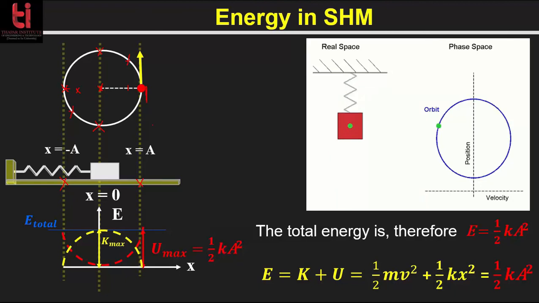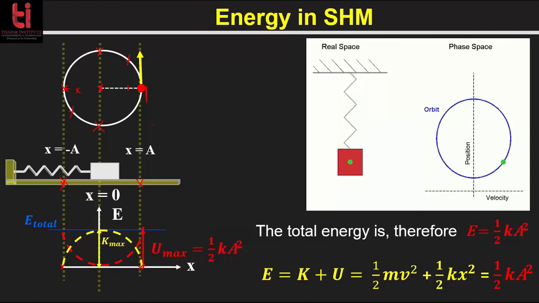or x is equal to minus a, in these two positions the potential energy will be maximum. But in these two cases, the value of the kinetic energy will be 0, as v is equal to 0 in these two positions. So here in this diagram, the kinetic energy is shown using the yellow color and the potential energy is shown using the red color. So we can get the maximum value of the kinetic energy at the equilibrium position, and at the maximum value of the displacement, the kinetic energy is equal to 0, as v is equal to 0. So the total energy is therefore E is equal to half k a squared.